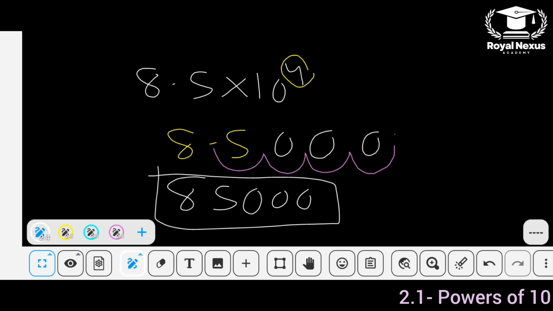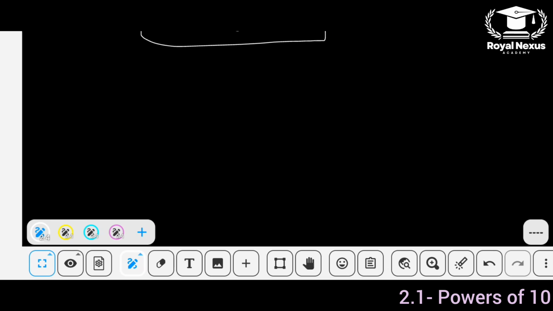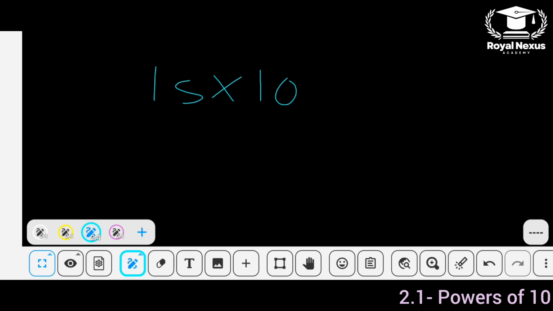So to conclude, whenever you are multiplying by 10 to any power, you will always be moving the decimal to the right. Whereas in division, the decimal will move to the left. So now moving on to the next question, it's 15 times 10 to the power minus 3.